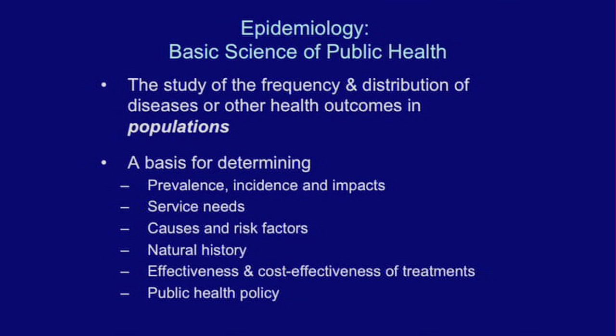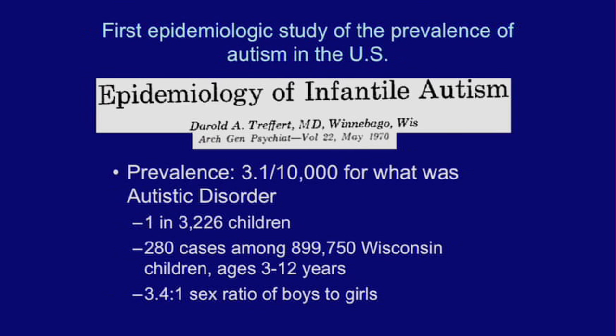So I want to just highlight a few. This is the first study in the United States, conducted in Wisconsin by Daryl Treffert. He did this work really in the 60s, published it in 1970. But most of the children with autism were in institutions at that time. And he went around the state and he reviewed the records and confirmed the diagnosis. And he found in the entire state 280 cases, from a broad age range, 3 to 12 years, corresponding to a prevalence of about 3.1 per 10,000. He did find this elevated sex ratio.